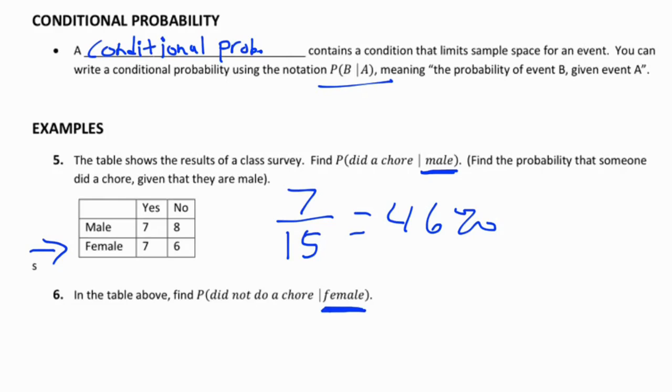So right now, 7 and 6 is going to equal 13. So that means there are only 13 females, and 6 of those females did not do a chore. So 6 over 13, if I was to randomly choose, means that 46% of those did not do a chore. So remember, whenever you're looking at conditional probability, the second part here is going to give you a condition. It's already given, so this is going to happen whenever you're already given this.